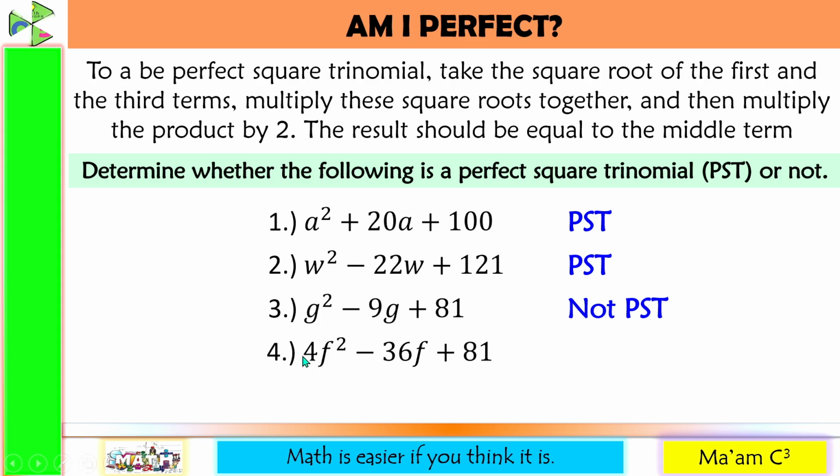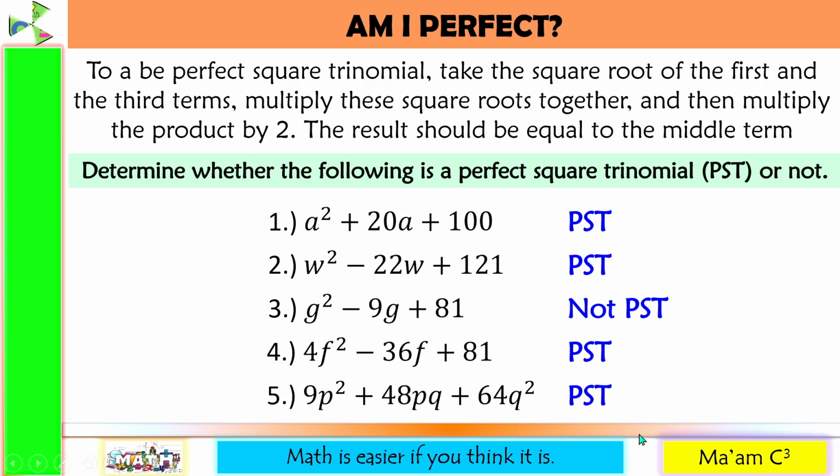Another one, the square root of 4f squared is 2f. The square root of 81 is 9. 9 times 2f is 18f, times 2 is 36f. So this is a PST. Last one, the square root of 9p squared is 3p, and the square root of 64q squared is 8q. 3 times 8 is 24, and then pq. 24pq times 2 will give us 48pq. This is a perfect square trinomial.